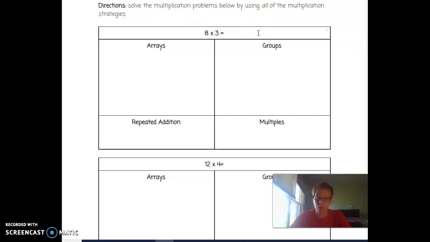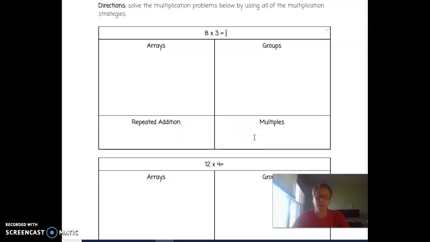So what I want you to do is create an array of 8 times 3. You could also do 3 times 8. I want you to create equal groups of 8 times 3 or 3 times 8. Show me repeated addition, which is 8 plus 8 plus 8, or 3 added 8 times.